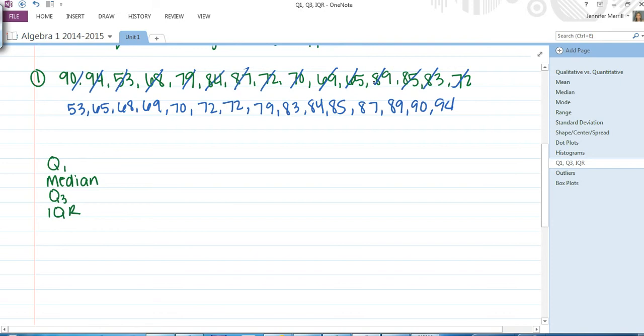So now I have my data set in order. I have 15 numbers in the data set. In order to find my middle, I'm going to add 1 and divide by 2. So 15 plus 1 is 16, divided by 2, which is 8. So the 8th number should be our median. 1, 2, 3, 4, 5, 6, 7, 8. So 79 is our median.